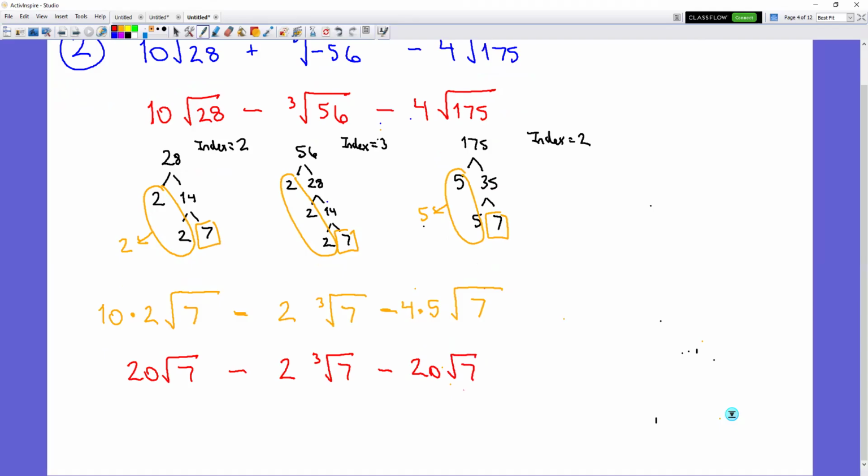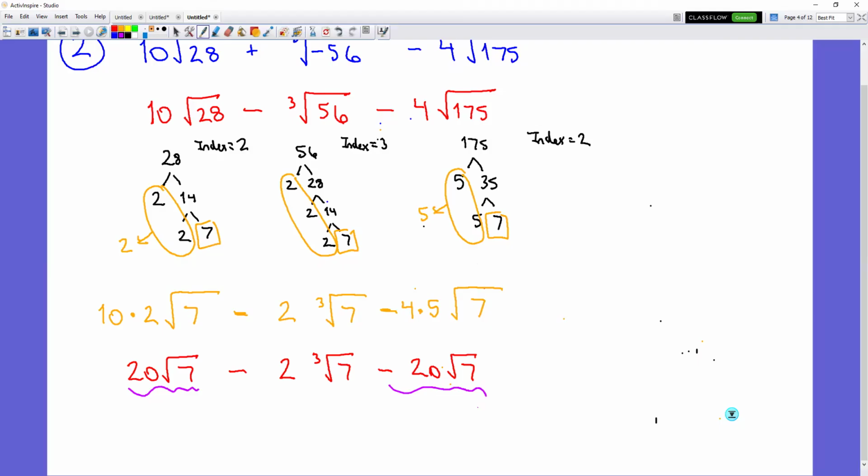Now, you'll notice that all the radicands basically are 7. Remember, the radicand is the number inside of a radical sign. But remember that only 2 of these are like terms, because we have square roots, and the other one is a cube root. So we're only going to combine this and this because, again, they both have just square roots.